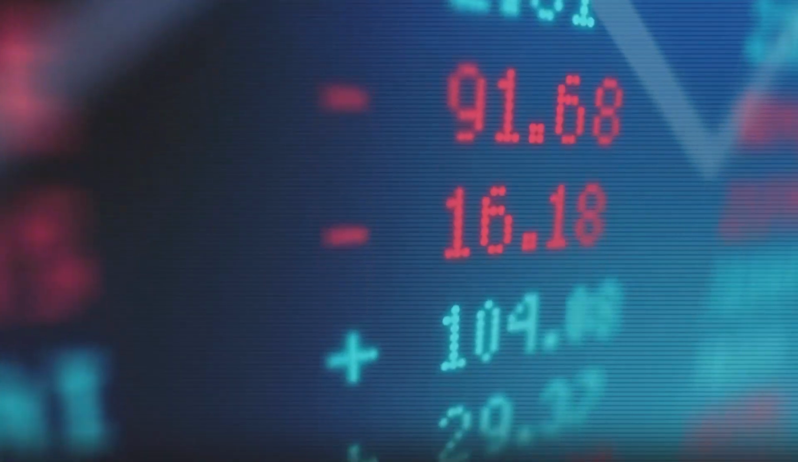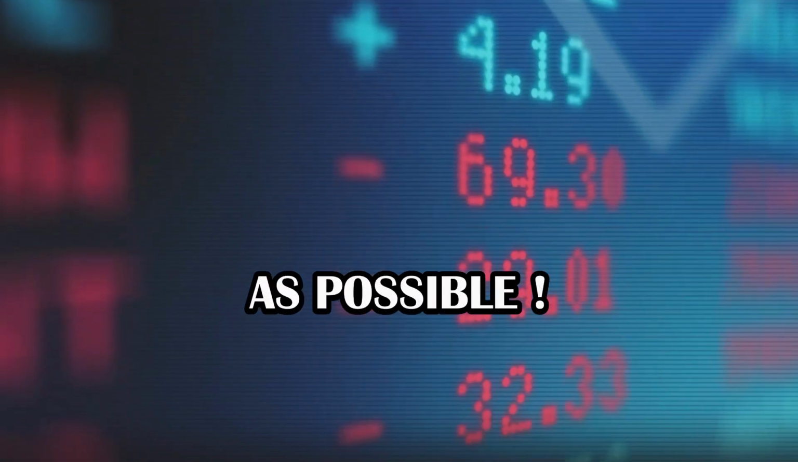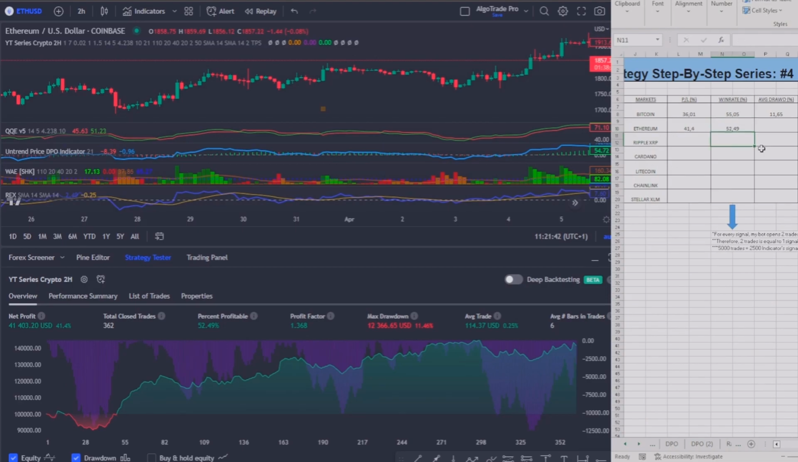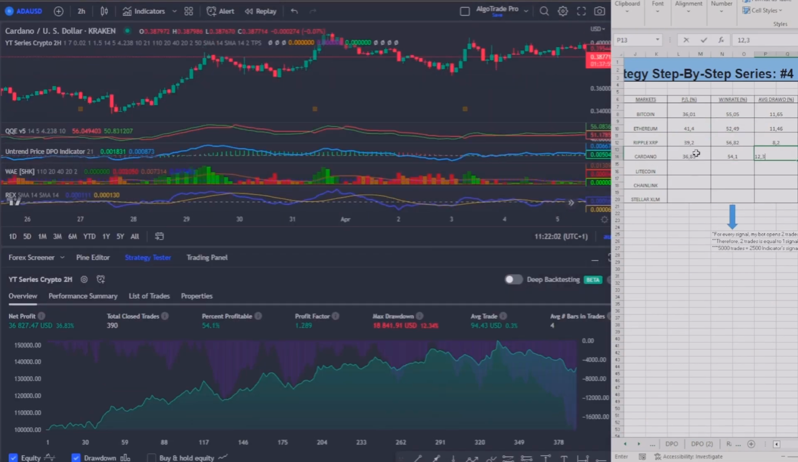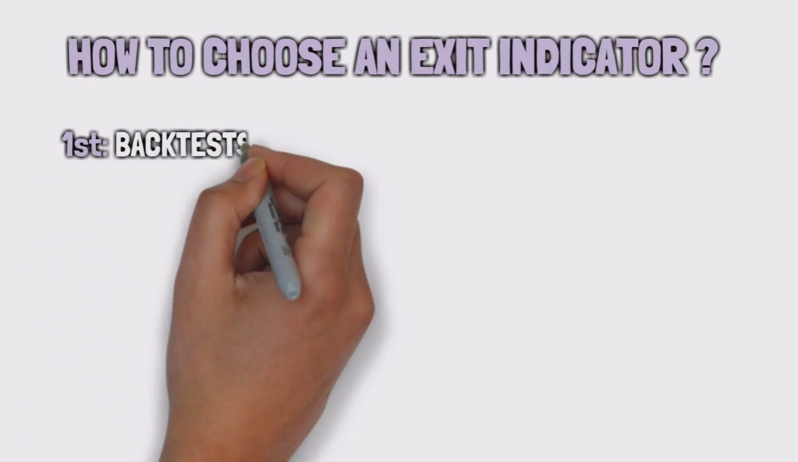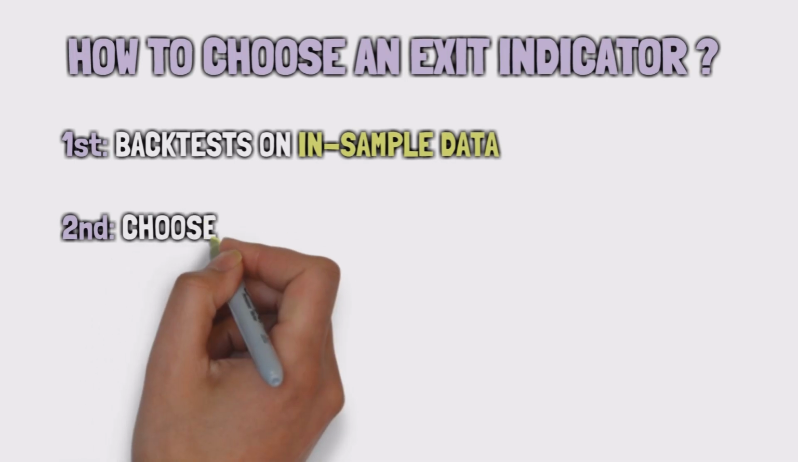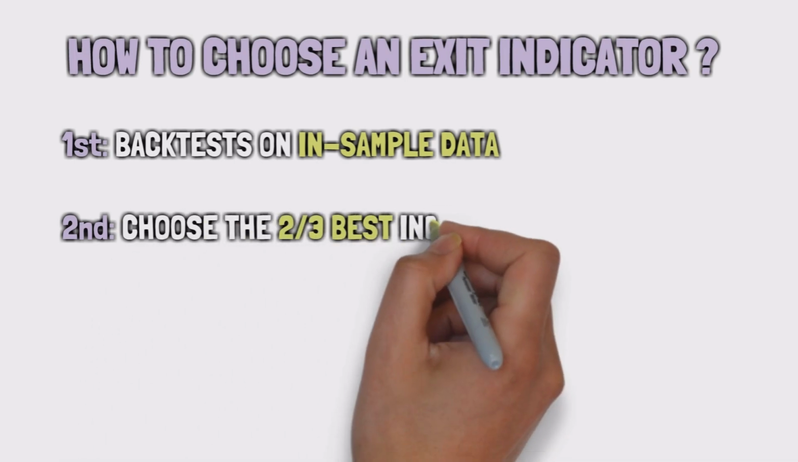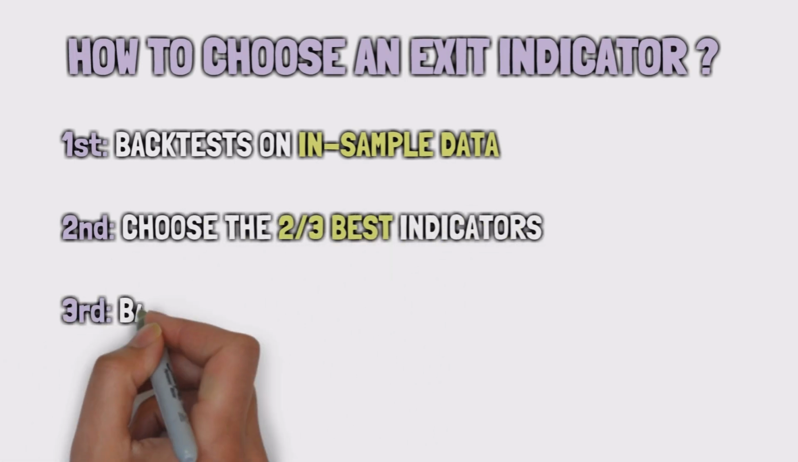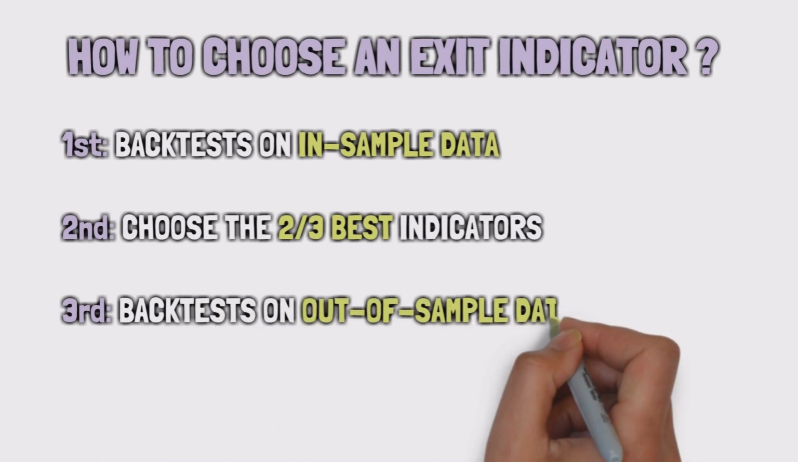And how do you know which one is the best for your strategy? It's quite simple. Again, we just have to backtest as many exit indicators as possible, and the selection process is exactly the same as the one used in the other episodes. We will do a lot of backtests on our in-sample data, where we will choose the 2 or 3 best exit indicators that increase the net profit of our system the most, while decreasing the average drawdown, to carry out the backtests on the out-of-sample data.